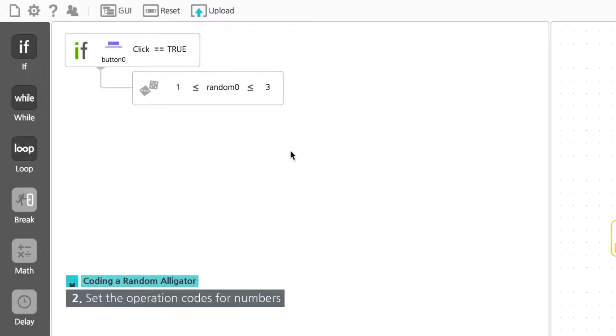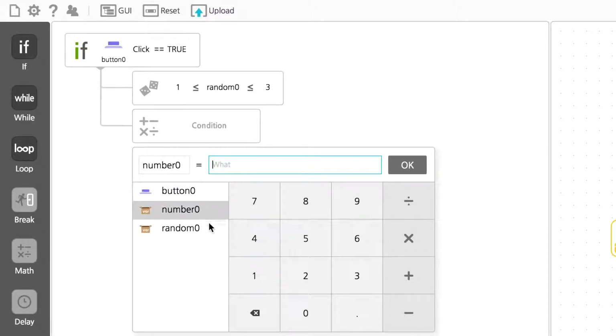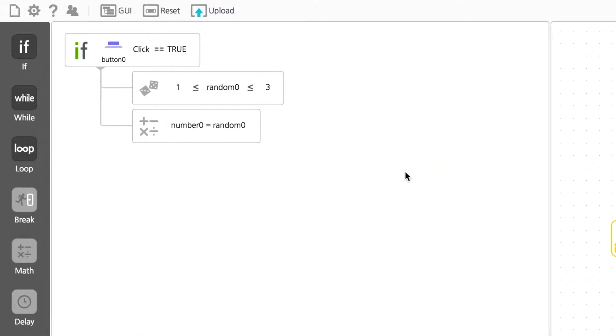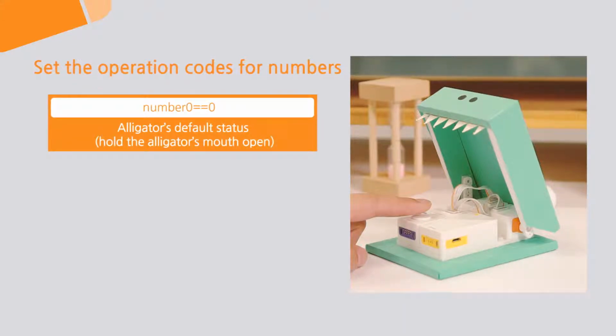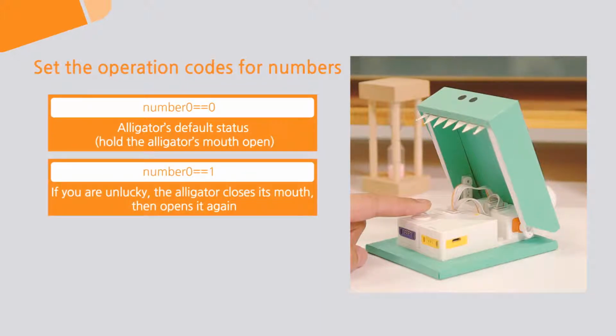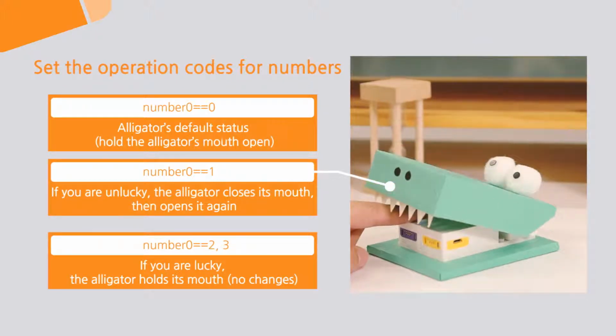To return to the default status, place the math block under the if code. Enter number 0 in the first box and random 0 in the next box. We are now going to write operation codes for numbers 0, 1, 2, and 3. Number 0 is the default status, which holds the alligator's mouth open. Number 1 is fail. And number 2 and 3 are pass. If you fail, the alligator closes its mouth, then opens it again according to the default status.